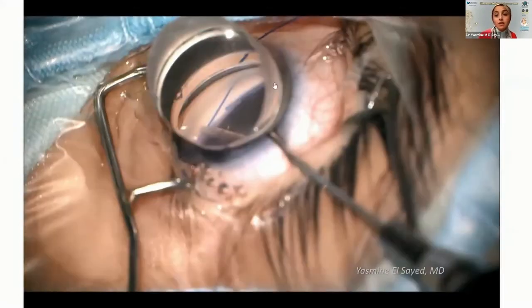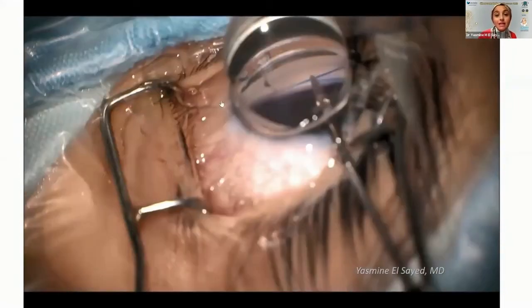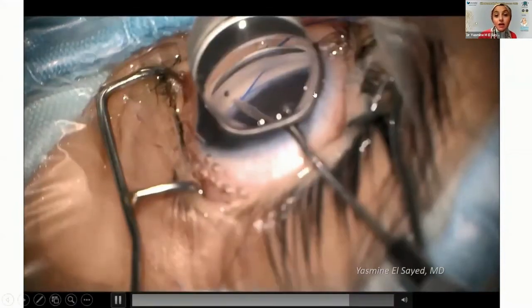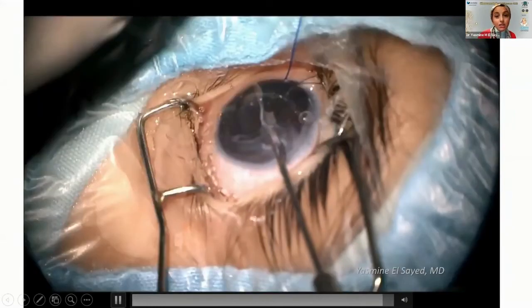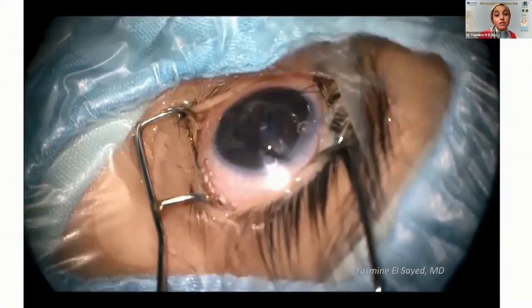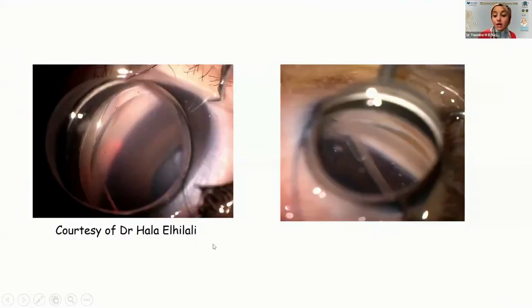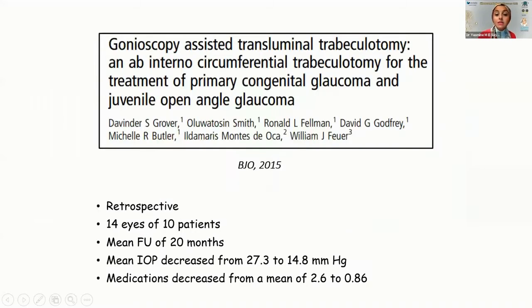And then the suture starts reappearing from the opposite end. As you can see here, it's covered by the fragile inner wall of Schlemm's canal, and then cut circumferentially. You can do that with the Prolene suture or with the microcatheter, such as the iTrack, which is available now. The results have been fairly good. Feldman and Grover published their results in primary congenital glaucoma and juvenile open-angle glaucoma. Although there aren't too many eyes, hopefully in the near future there will be more studies.